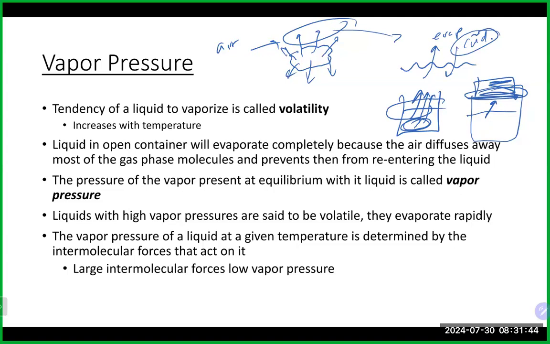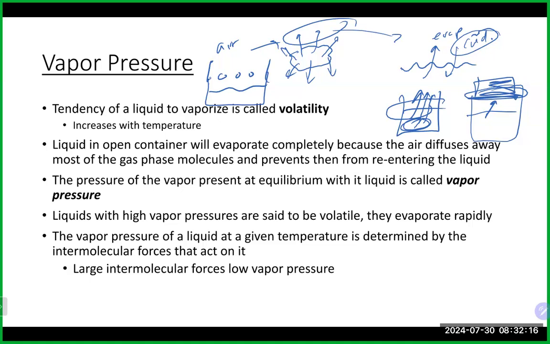Now, as this process happens and we get these molecules jumping from the liquid phase to the gas phase, what that creates right above the liquid are gas molecules floating around. And gas molecules, as we know, as they are moving around, will create pressure, and that is what is known as the vapor pressure of a liquid. It is the pressure associated with the gas molecules above the liquid portion of it. Liquids with high vapor pressure are said to be volatile.